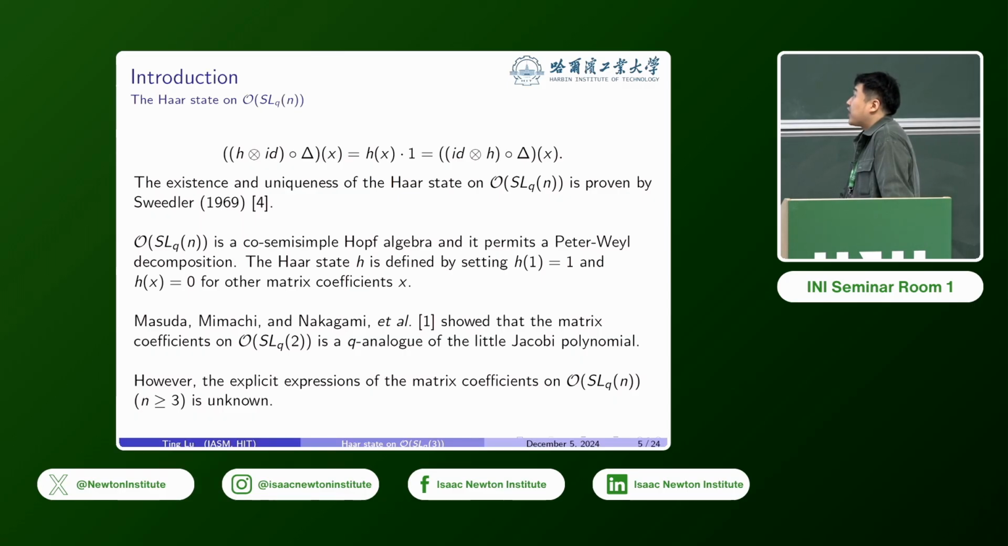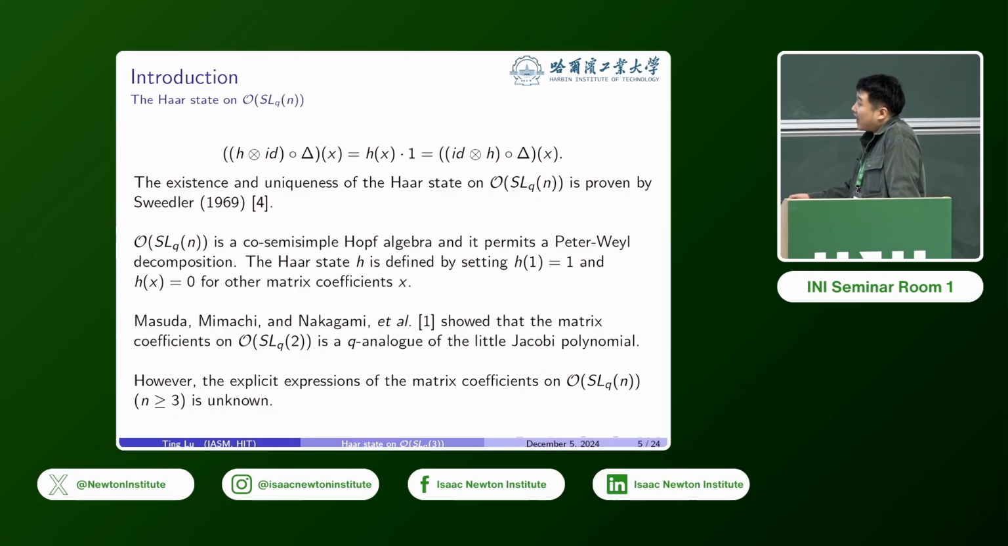And the Haar state on OSLQN is the unique translation invariant linear functional that maps 1 to 1. And we have known the existence and uniqueness of this map for a long time. This is a purely algebraic result because OSLQN is a co-semi-simple Hopf algebra. So there is a Peter-Weyl decomposition. And to define a Haar state, you just set the Haar state of 1 to 1, and you set the Haar state of all other matrix coefficients to 0.